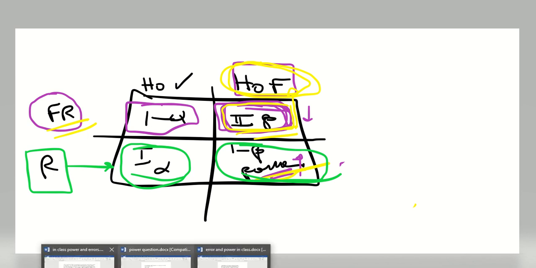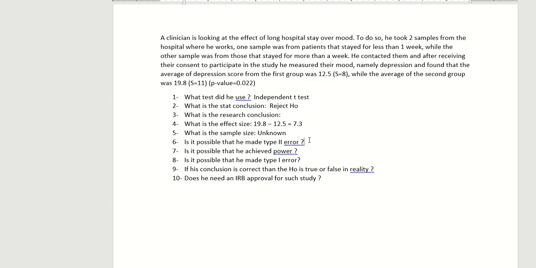So let's go back and read the question. The question is, is it possible that he made a type 2 error? No, it is not, because type 2 error is only when you fail to reject. Since he rejected, that's not possible. Is it possible he achieved power? The answer is yes, it's a possibility, because he rejected. And definition of power is the probability of rejecting the null hypothesis when the null hypothesis is false. Is it possible he made a type 1 error? And the answer is yes, it is possible, because definition of type 1 error is the probability of rejecting the null hypothesis when in fact the null hypothesis is true.